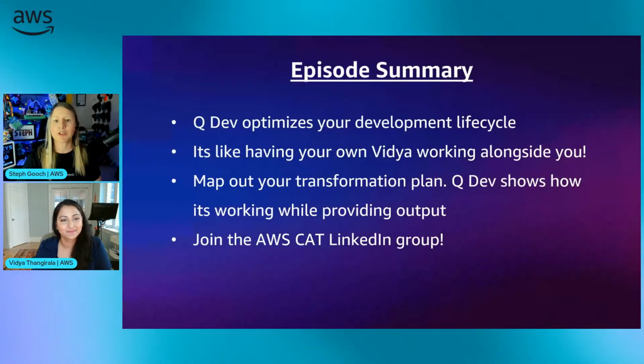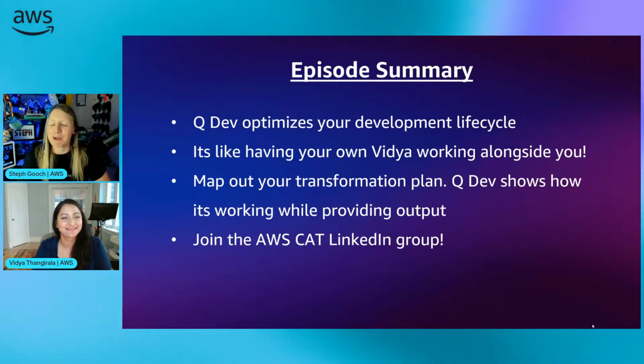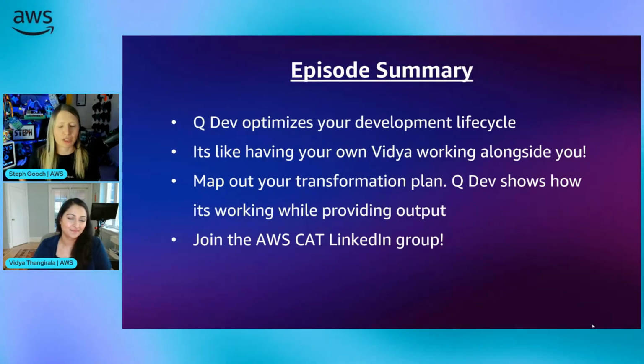Before we finish, of course, we have our secret Richard summary. Let's bring that up. Q Developer optimizes your development life cycles. It's like having your own developer working alongside you. Map out your transformation plan. Q Dev shows how it's working while providing the output, which is very handy.